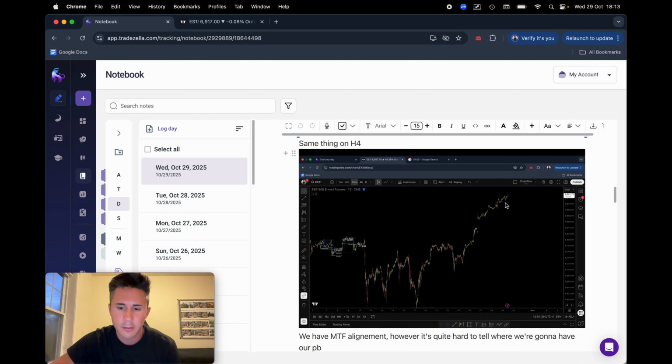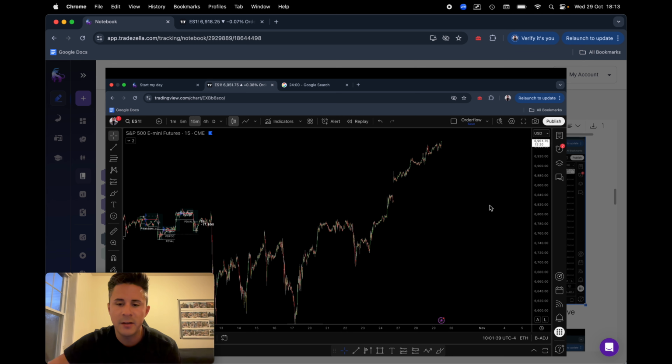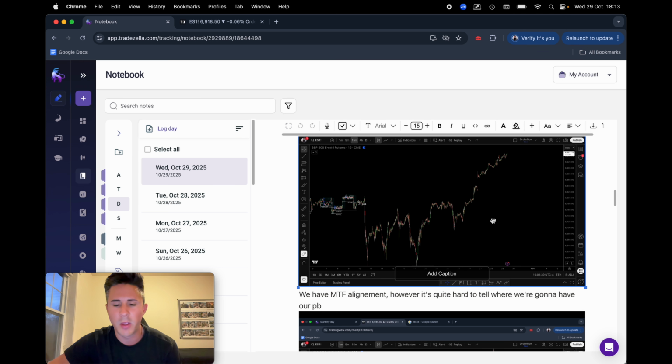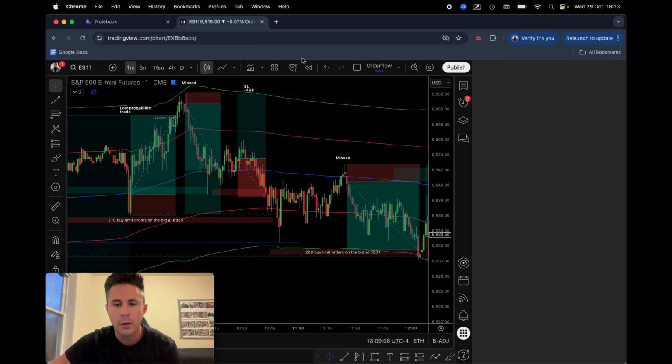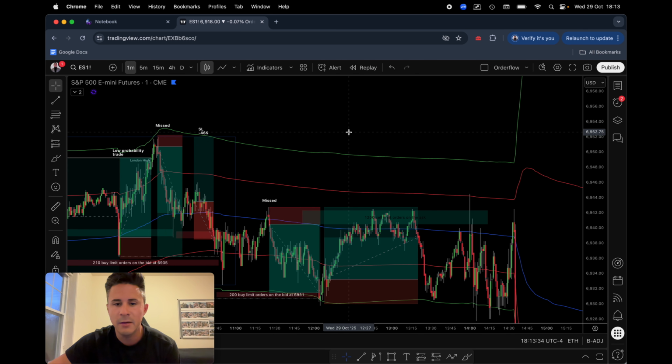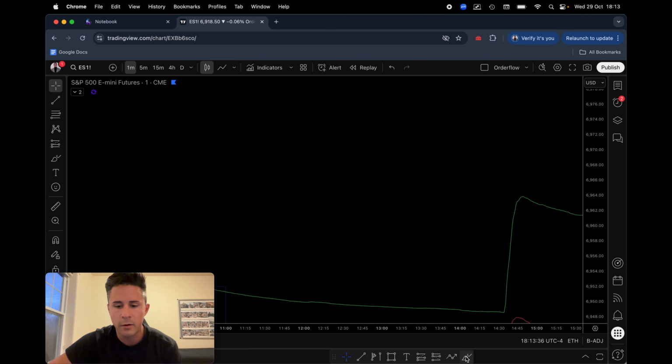Keep that in mind. And now on the 15 minutes, I said we have multi-time frame alignment. However, it's quite hard to say when we're going to have our pullback, because after a break of structure to the upside, what you are expecting is a pullback, a retracement. Okay, but here we're just continuing up and up and up. And it's a little bit tricky because let me just do some drawings here.